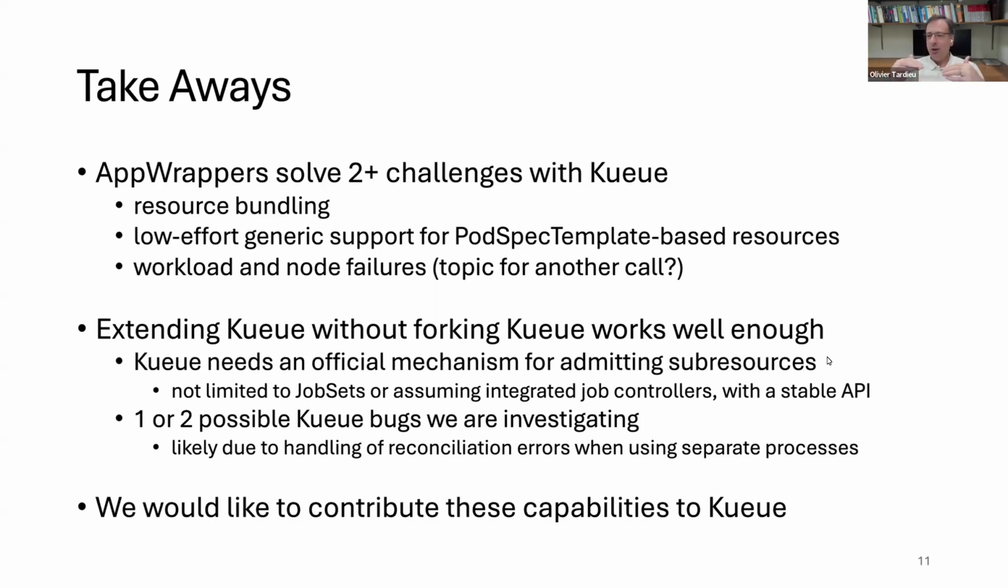But having said that, again, the key takeaway is we very much would like to contribute all of these things to Q. We'd like to have the app wrapper generic reconciler added to the list of frameworks that Q supports out of the box, with RayJob, PyTorchJob, JobSet, and so on. We'd like to participate at least in a discussion of how we do this sub-resource management with Q going forwards. And definitely, whatever small things we find, we're planning to contribute to Q as well.